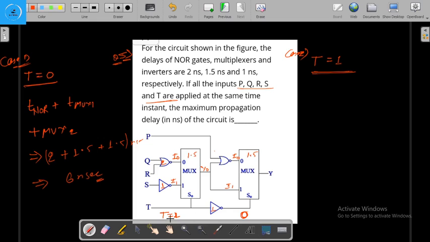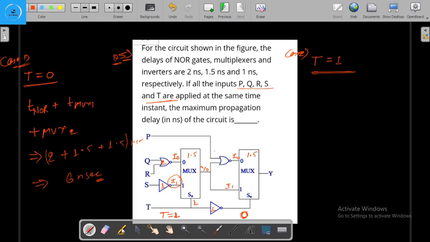So here T will be available. Suddenly whenever T is at logic 1, it appears here at the S0. For T equal to 1, we are going to focus on this I1 rather than I0, because if S0 is equal to 1, we will get this as an input and we will provide this input to the output.